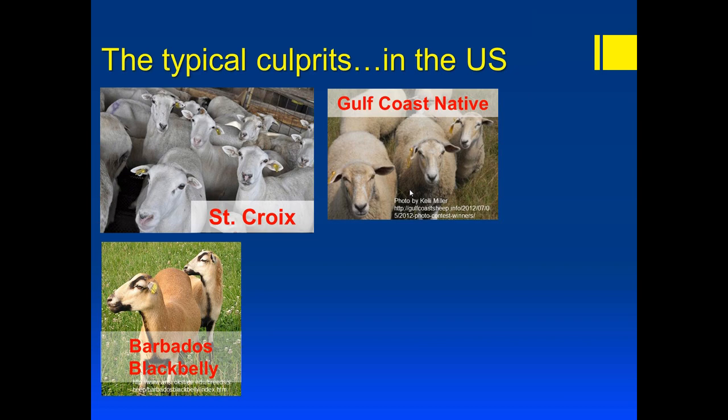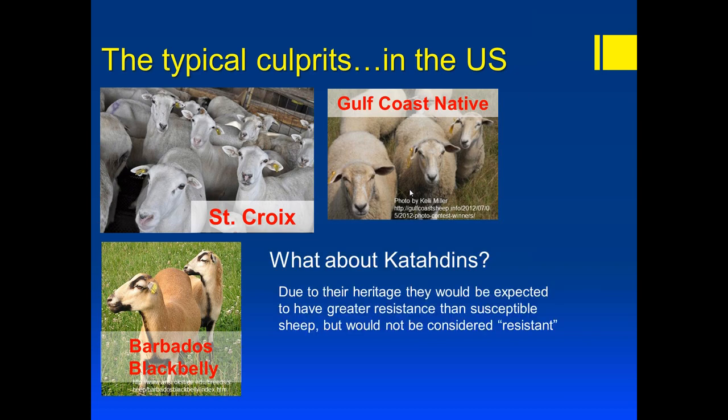So the typical culprits in terms of using crossbreeding or using parasite-resistant sheep or identifying parasite-resistant breeds include the Gulf Coast Native, the St. Croix, and the Barbados Black Belly. Now, some of you on the other end of the line here may be a little frustrated and say, well, what about Katahdins? And I think that Katahdins do have a level of parasite resistance, but I think that most of the data indicate, and due to their heritage, the Katahdins don't have the amount of parasite resistance that we find in these other breeds that don't have some of the other traits that Katahdins do.